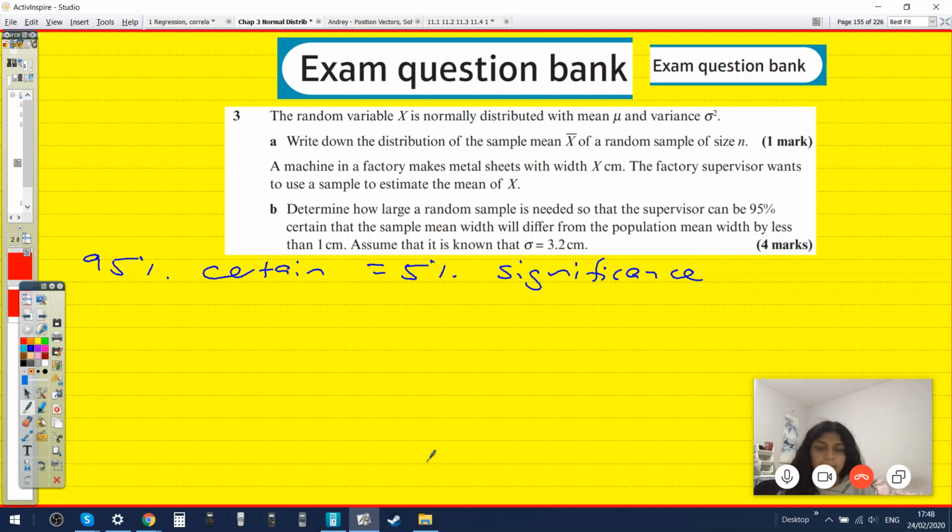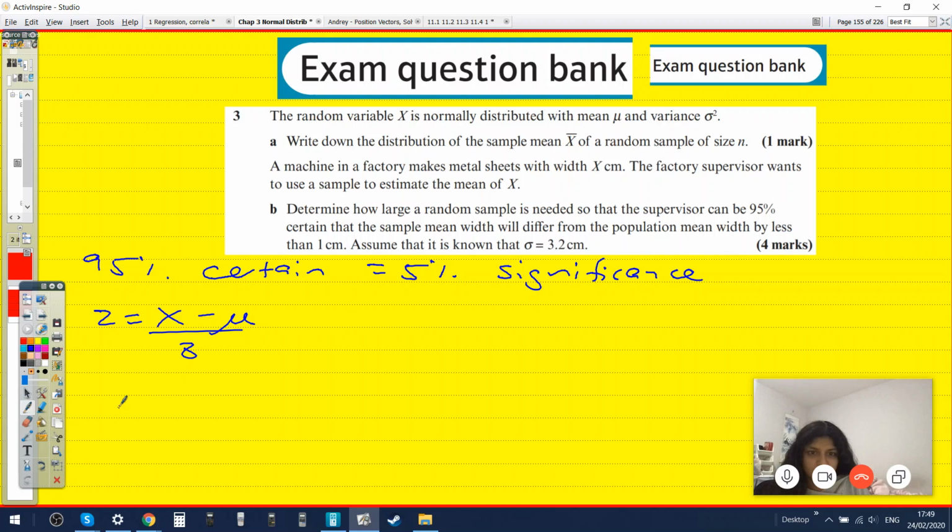Let's see. On the distribution of sample mean. A machine in a factory makes metal sheets with width that the supervisor wants to... But you don't know what mu is, so I have no idea how you would do this question. Determine how large. You'd have to use z equals x minus mu over sigma. Could be that, but you don't know what x is either. Determine how large a random sample is needed. You're trying to find x? Oh, I think we're trying to find n. N? What's n?